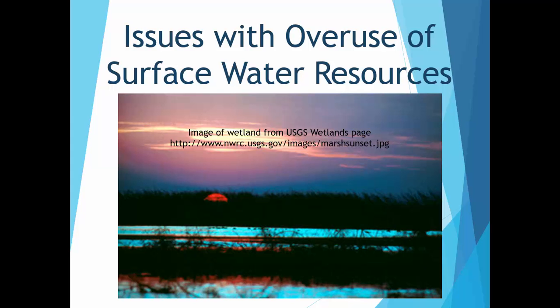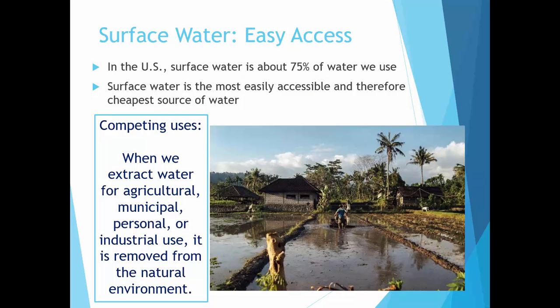When we use water from surface water resources, that water is taken out of that surface water system and therefore unavailable for natural uses within the surface water system. In the United States, about 75% of the water that we use comes from surface water sources, and that's because surface water is easily accessible for the most part, and that makes it cheaper.